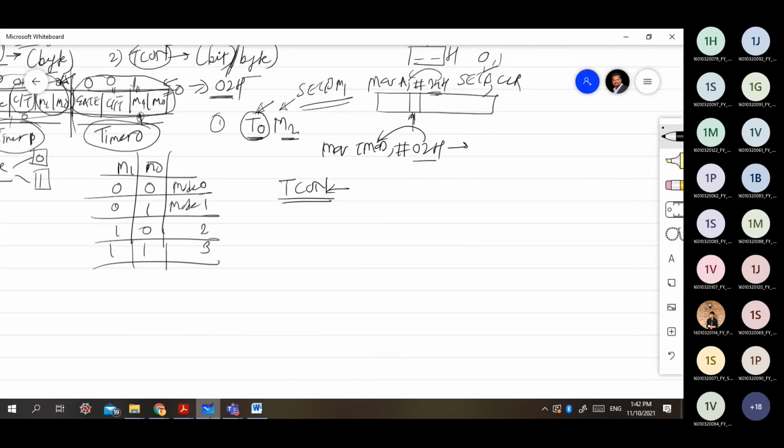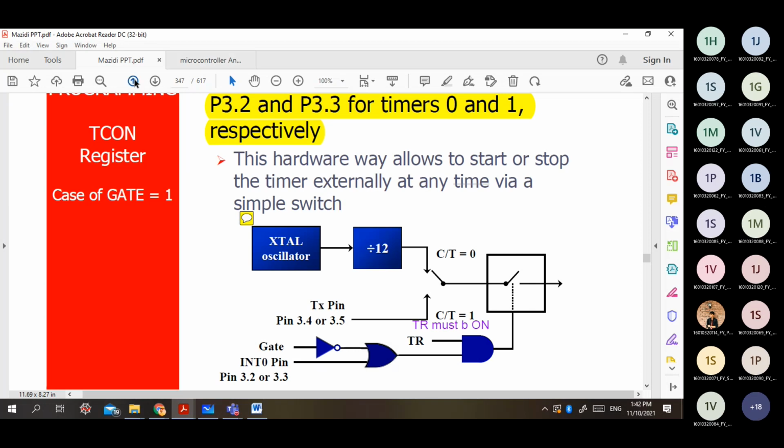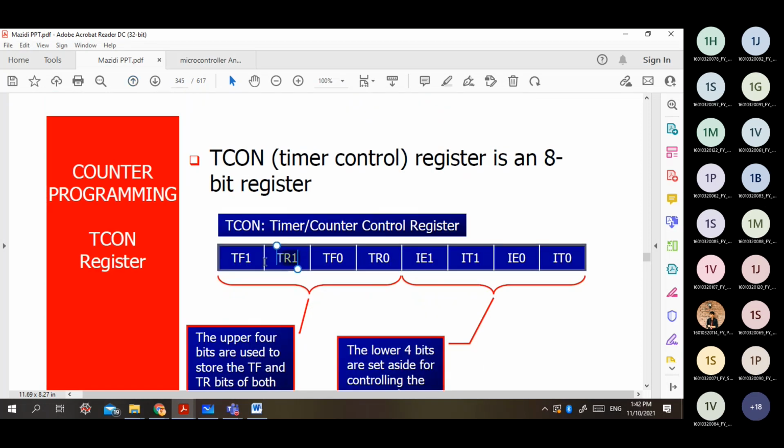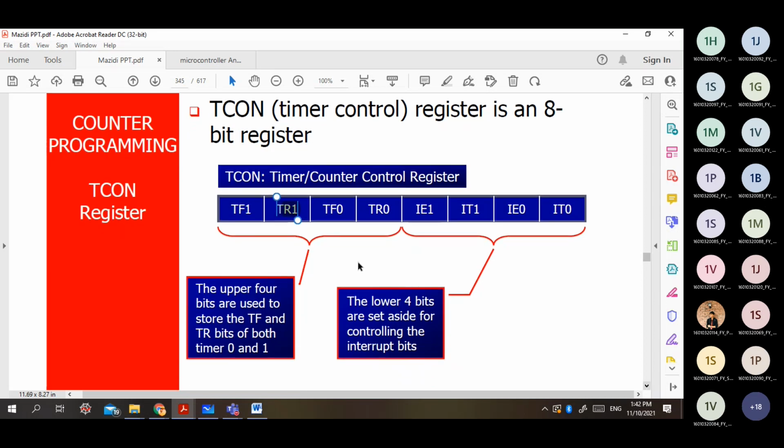Fine. And then we also have a TF. Now TF is the timer overflow flag. Understand this now, this is also very important. TR is for what? To just run that timer, to start or stop it, to increment the count or not. And TF is for what? Overflow, to show that overflow. Timer overflow. This TF means timer overflow. So what do you mean by this timer overflow? Let's see.